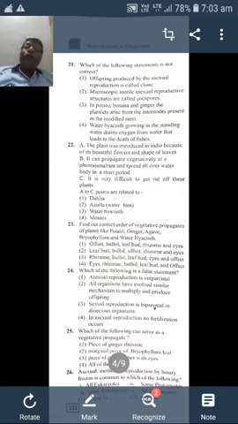Potato consists of the nodes and internodes. The nodal region we call as eye.